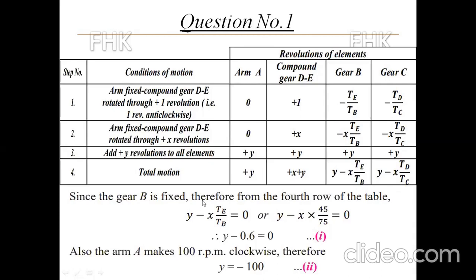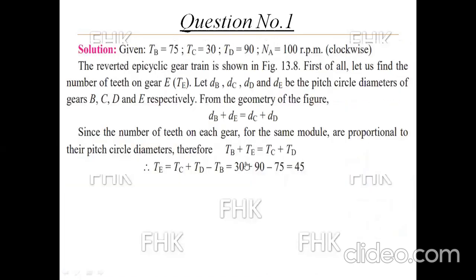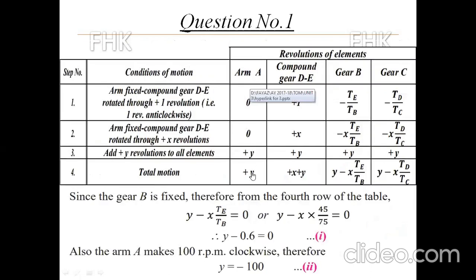Gear B is fixed. See here, find the speed and direction of gear C. We have to find out NC. When gear B is fixed and the arm makes 100 revolutions, so y is equal to 100, but clockwise. So clockwise direction will be minus 100. I have written here y is equal to minus 100 because clockwise direction is given in the problem statement, and our assumption is that clockwise rotation is given a minus sign. So y is equal to minus 100, and x plus y.